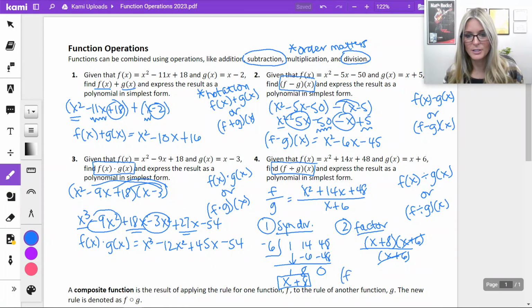So how did they use notation? f divided by g of x. Final answer here is x plus 8.